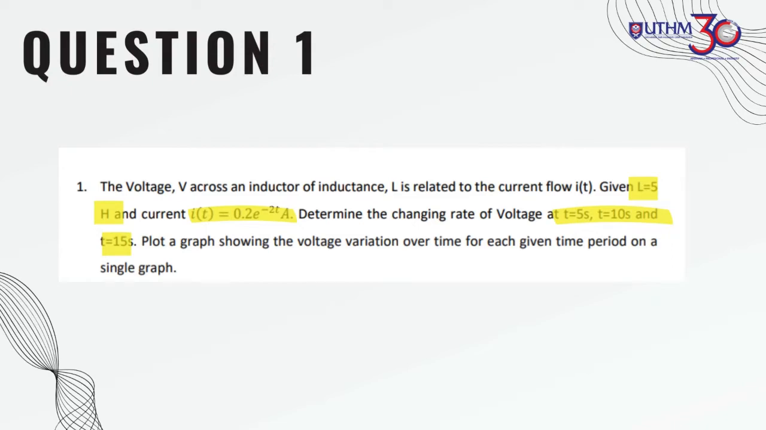So from question 1, the voltage V across an inductor of inductance L is related to the current flow. Given L is equal to 5 H and the current I equal to 0.2 e power negative t, determine the changing rate of voltage at t equal to 5, 10 and 15 seconds. Then plot a graph showing the voltage variation for each given time period.